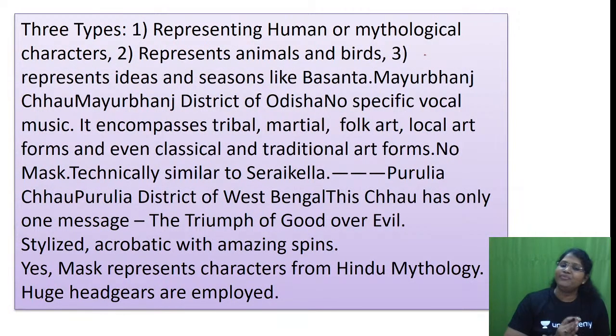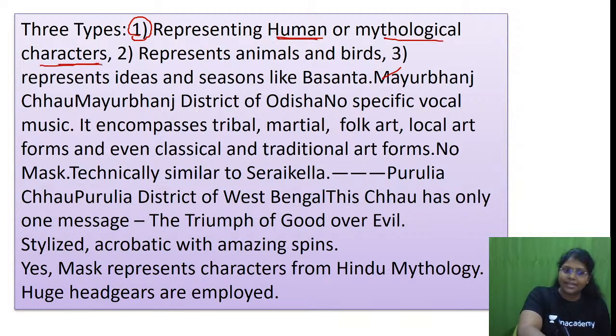Next, three types. What are the three types? Very, very interesting. Just remember, the first type represents human or mythological characters. The second type represents birds and animals. What is the third type? The third type represents ideas and seasons like Basanta.